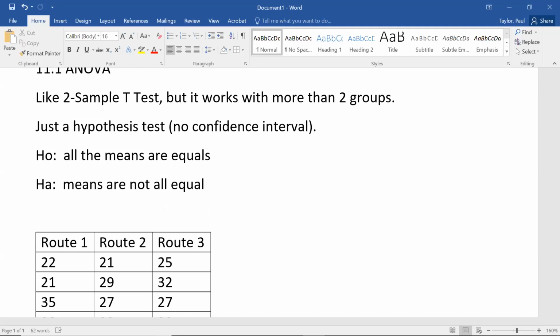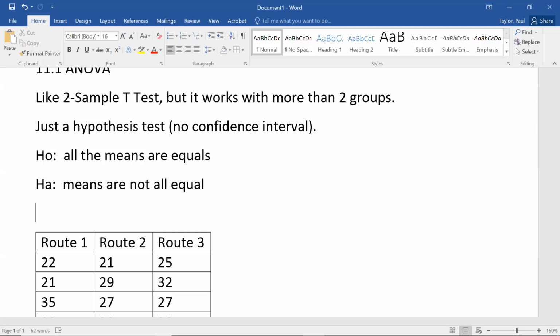So it doesn't really give you a lot of specific information. Like it's not going to rank the groups as first, second, and third or anything like that. It's just checking to see if there's any difference between the groups. And maybe that's one group that's separated from the rest of them, or maybe all the groups are different. It doesn't distinguish between those.